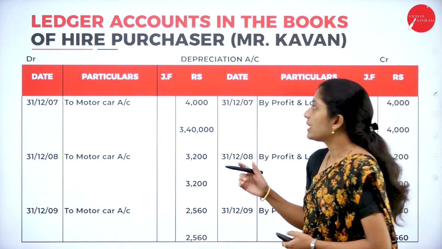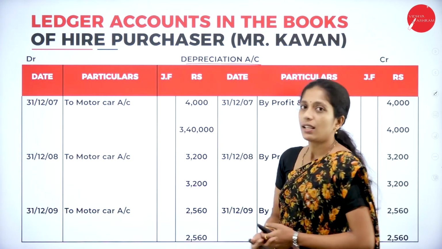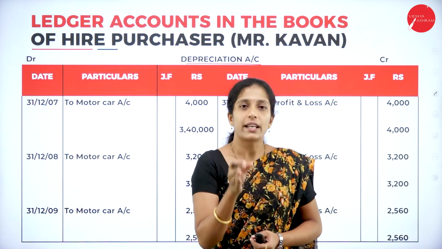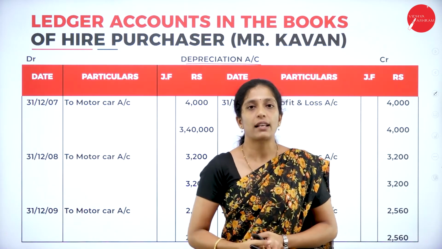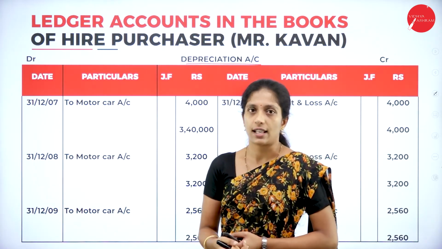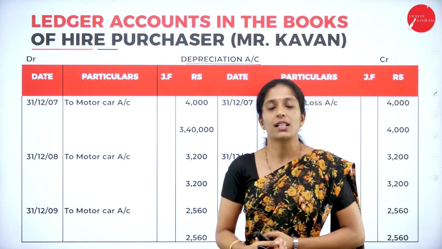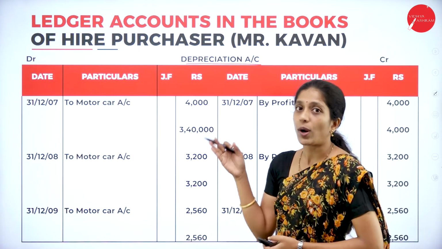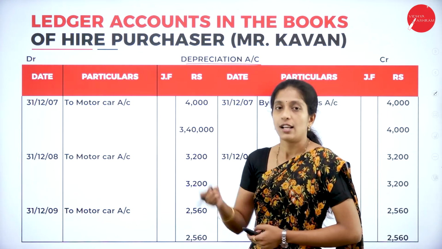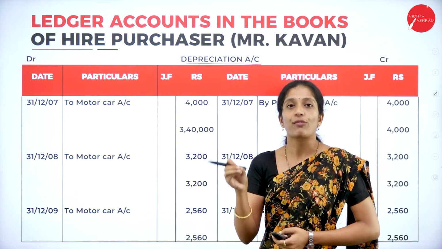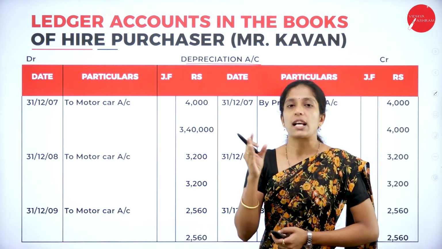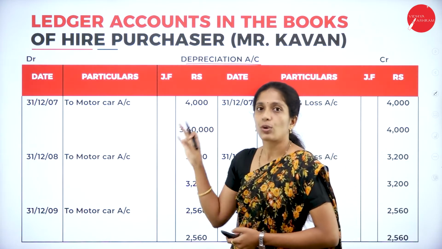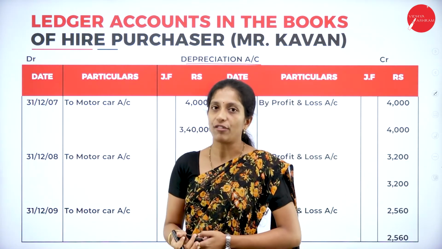Now we shall prepare depreciation account. Since the asset is there in the hands of hire purchaser, regularly year after year you have to calculate the depreciation for the asset. Now what is the entry for charging the depreciation? Depreciation account debit to asset account. Now what is the asset here? Motor car. So this depreciation is charged at the end of the financial year, and after charging the depreciation it has to be transferred to profit and loss account. So the total of debit side will be equal to total of credit side.